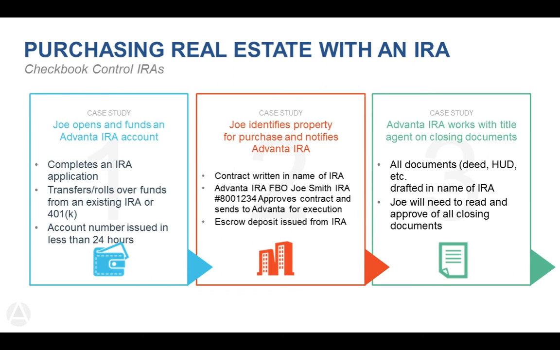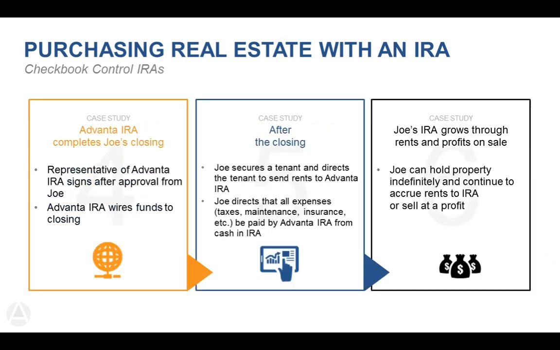So he completes the IRA application. He transfers money over. He gets a contract in the name of the IRA, so Advanta IRA, FBO Joe Smith IRA. He approves the contract. We sign it. We issue escrow. All of the closing documents are in the name of the IRA. We complete closing. We follow up to get the deed once it's recorded, and the original title policy for the title insurance. And then it just continues to grow. We collect all of the income, he tracks it on his online access to his account, and it runs pretty smoothly.